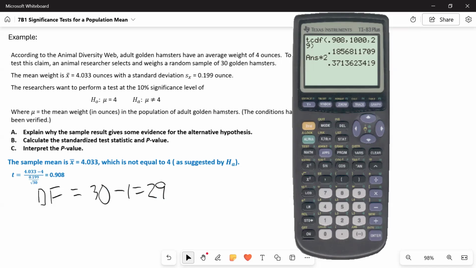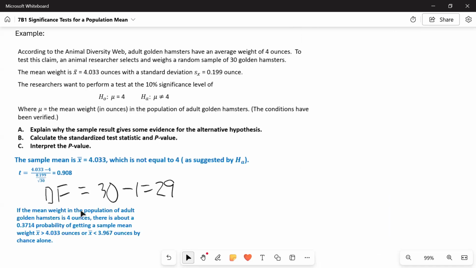So if we want to interpret this, this means if the mean weight in the population of adult golden hamsters is 4 ounces, there is about a 0.3714 probability of getting a sample mean weight of X bar being greater than 4.033 or less than 3.967 ounces by chance alone. Okay. So I'll put it right here for us so that you could see the example answer there.